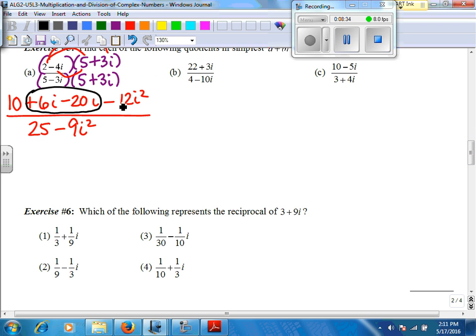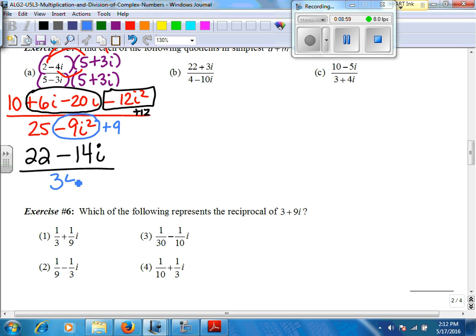These can be combined. This minus 12i squared is really a negative 12 times a negative 1. It's going to become a positive 12. And 10 plus 12 is 22. 6i minus 20i is negative 14i over. This minus 9i squared is really negative 9 times negative 1, which is a positive 9. And 25 plus 9 is 34. Now here, you can see that all three of these terms are divisible by something. In this case, they're all divisible by 2. So we're going to get 11 minus 7i over 17.